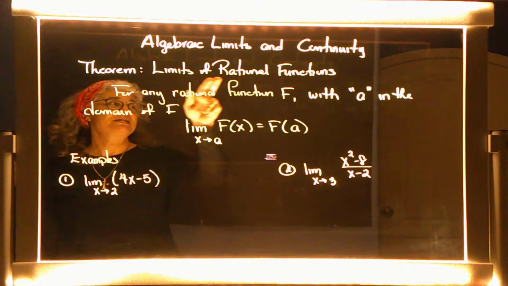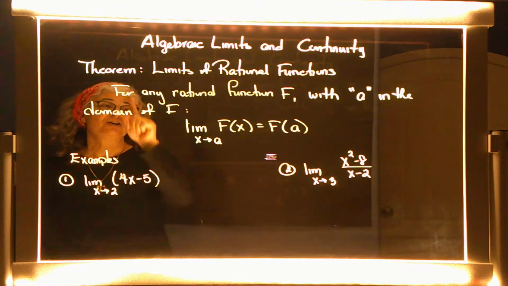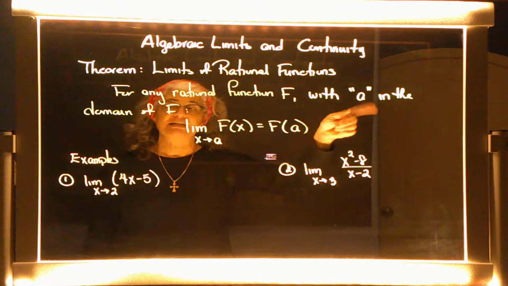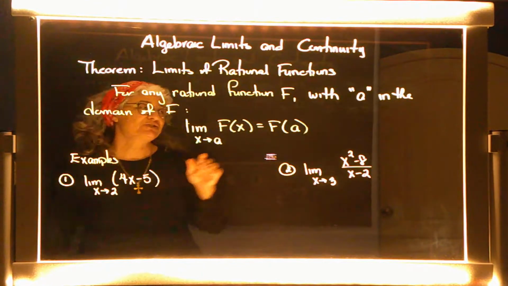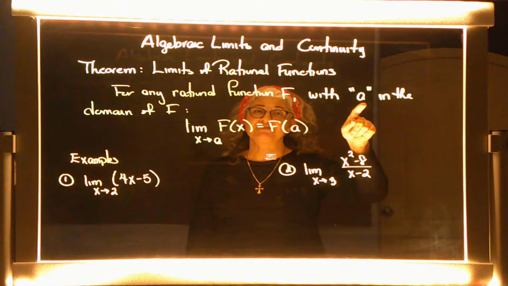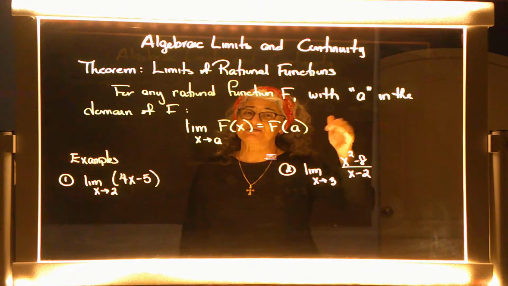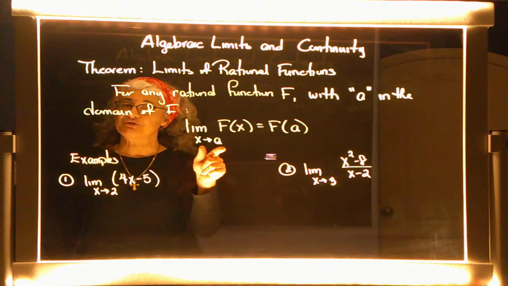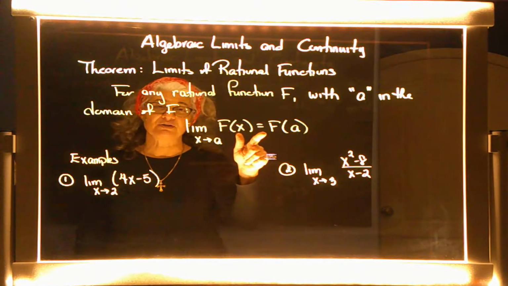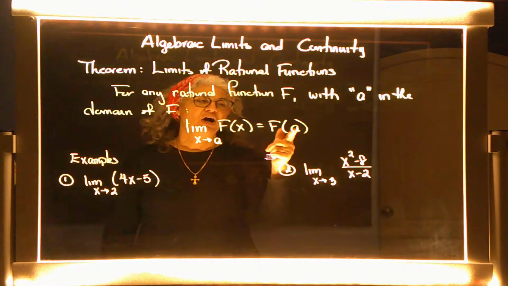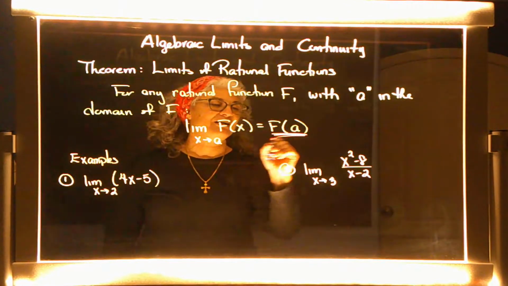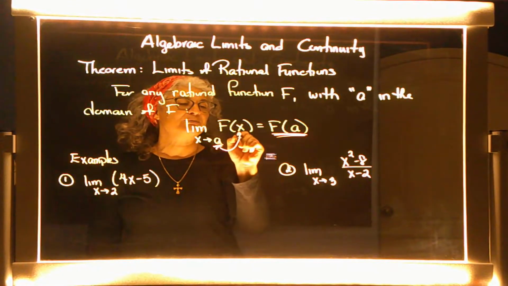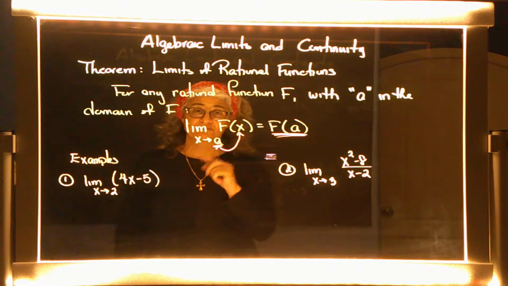It is called the limits of rational functions, and it says for any rational function f with a in the domain of f. So since a is in the domain of f, when we graph, it would represent an x value, wouldn't it? Okay, so look at the way they've written the limit. The limit as x approaches a of f of x equals f of a. How did they get f of a? What did they do to get the f of a? Yes, they took this number that x is approaching and they were able to plug it into that x. Good? Okay.